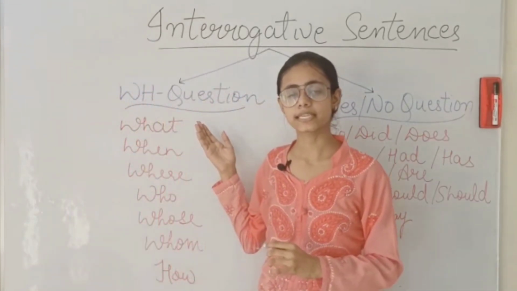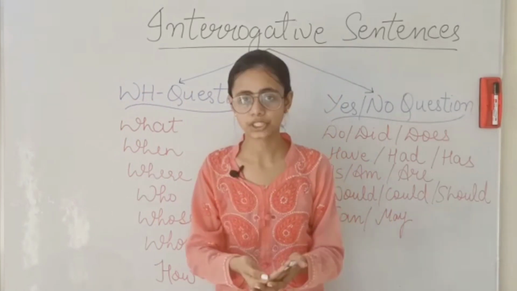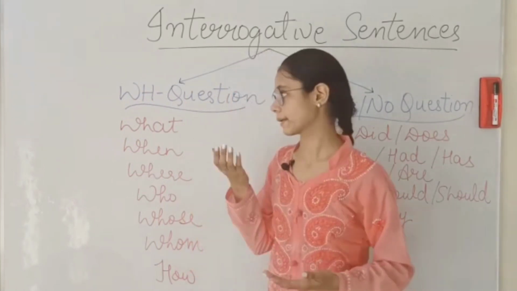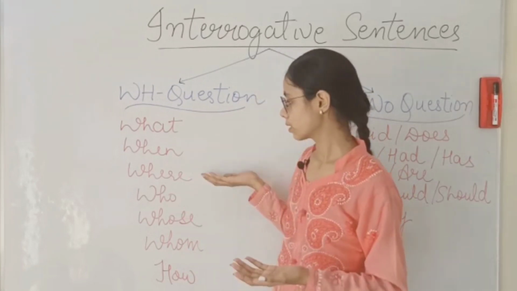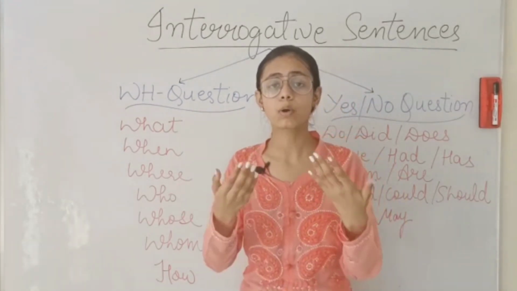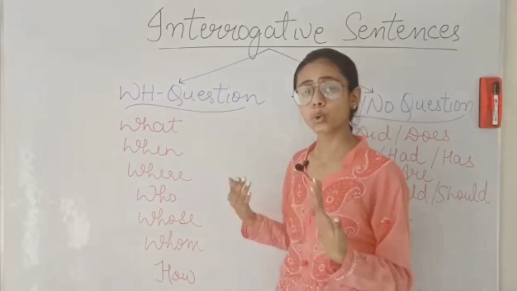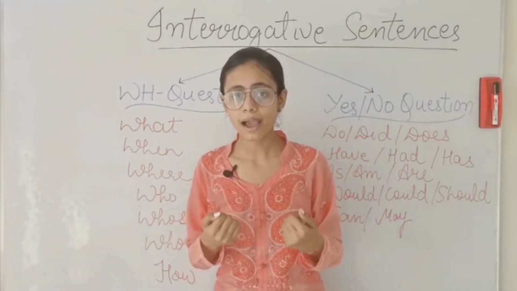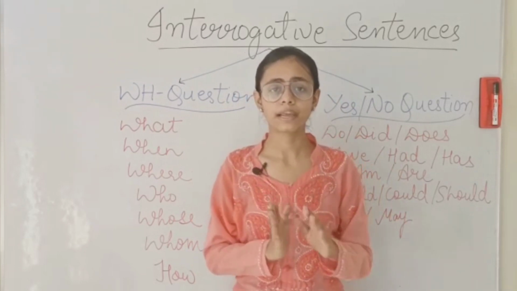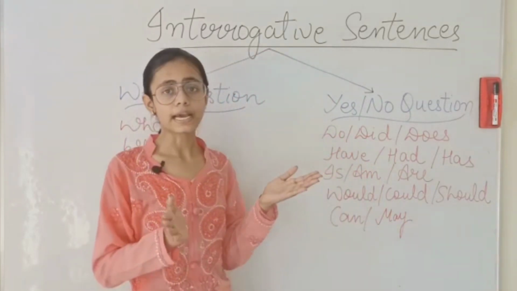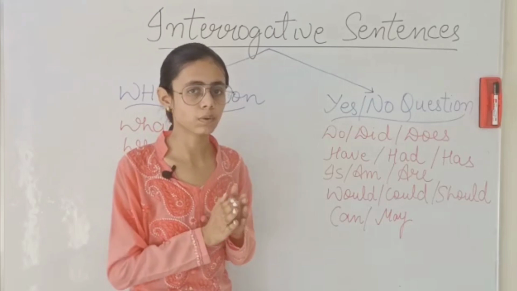WH question sentences need a detailed answer to their questions like, what are you doing? I am teaching. Where are you going? I'm going to my college. Whose pen is this? This is my pen. Here we need a detailed answer, whereas here we need a yes or no to answer the question.